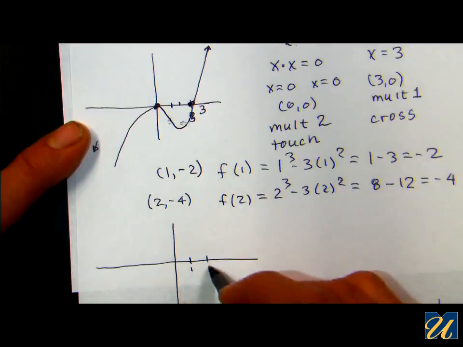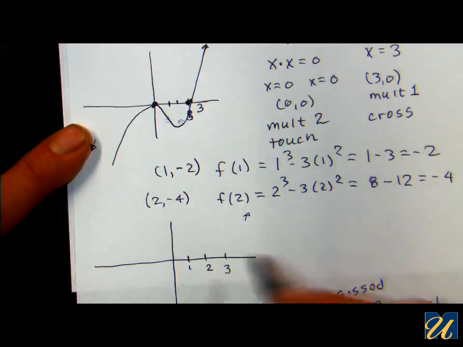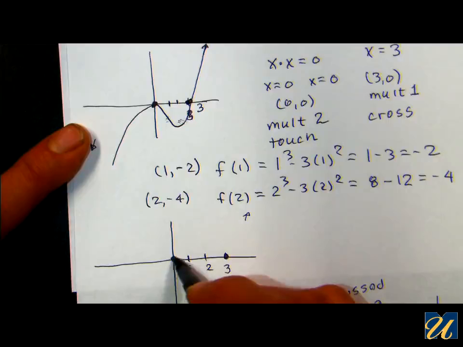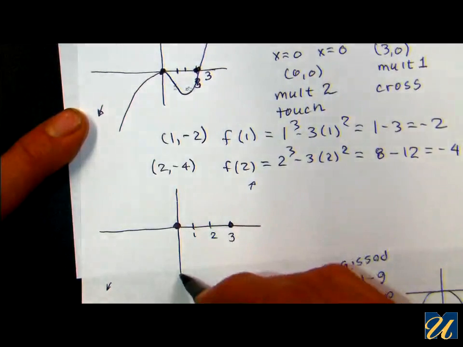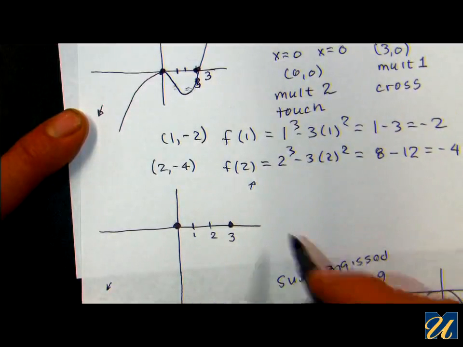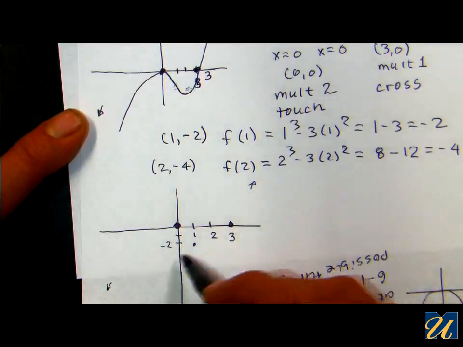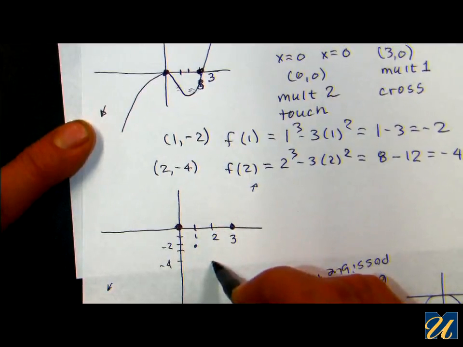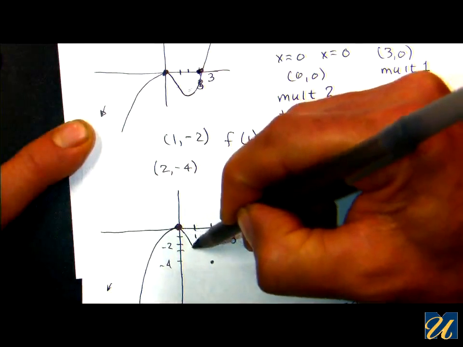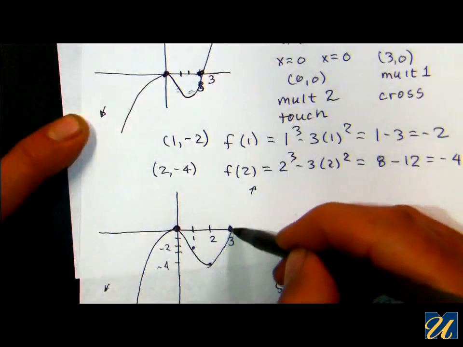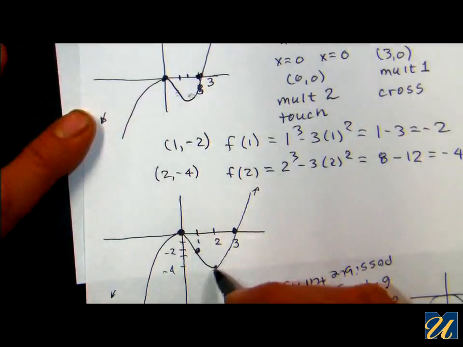x equals 1, 2, 3. Up to the right, down to the left. x-intercept at 3. x-intercept, which is also the y-intercept, at 0. It has to touch here and it has to cross here. Well, we have two more pieces of information. It has to pass through the point 1, negative 2. And it has to pass through the point 2, negative 4. Okay, so it doesn't go down too far, but see how that helps. Turns there, comes down and picks up these 2 points. Turns, goes through your x-intercept and carries on up.